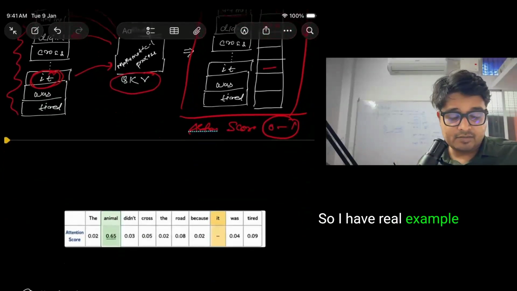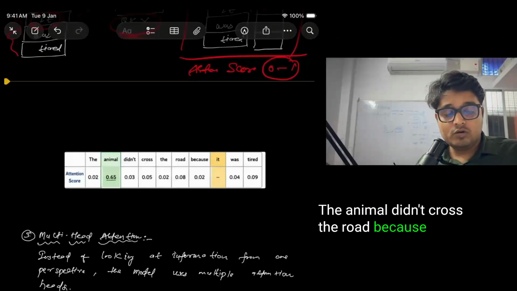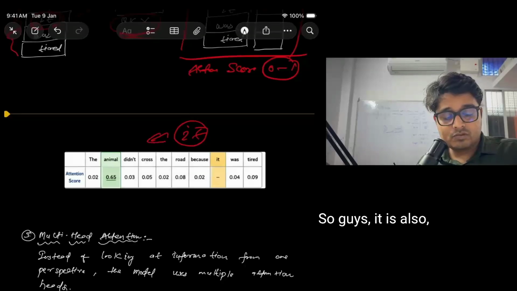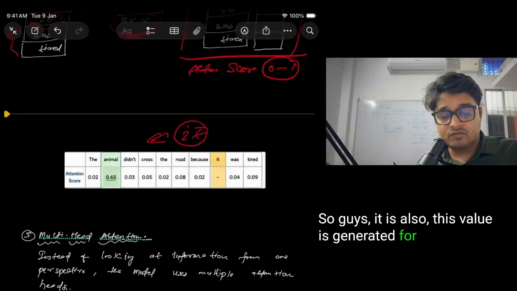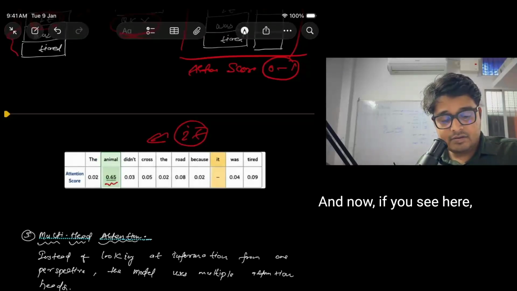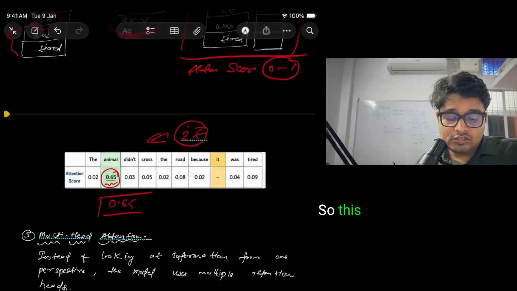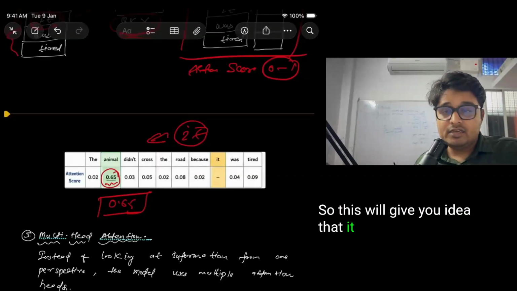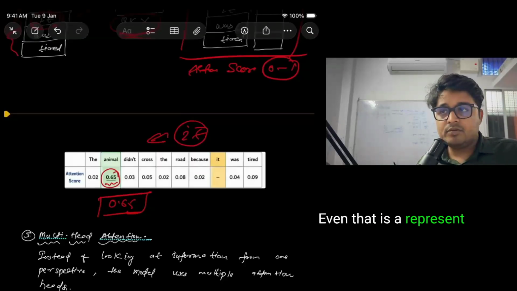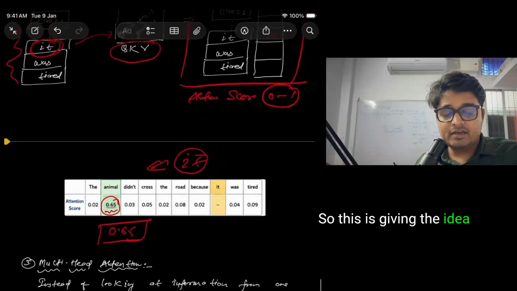So I have a real example of that same word. The animal didn't cross the road because it was tired. This value is generated for the word it. Now if you see here, we are getting some maximum value which is around 0.95. So this gives you an idea that it has some relation with the animal, since they represent the same object. So this is the idea in self attention.